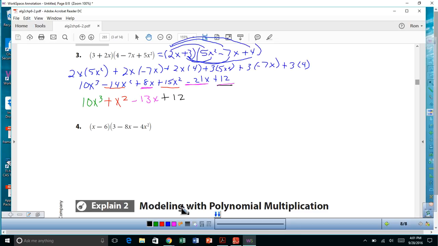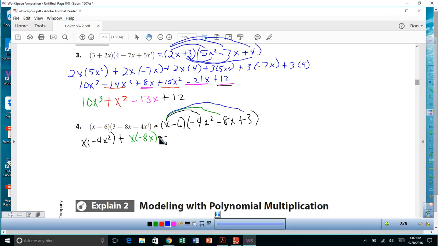Let's take a look at this next one. Here again, I think the first thing I want to do is rewrite it. x minus 6. Put my exponents in descending order. Negative 4x squared minus 8x plus 3. All right. Let's distribute the x. x times negative 4x squared plus x times negative 8x, and x times 3.